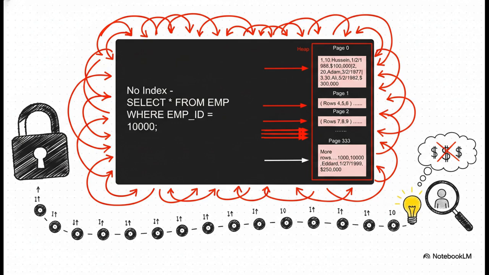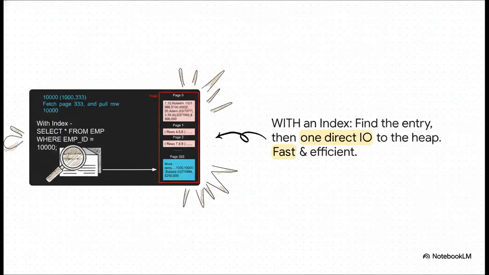It starts at page 0, performs an I/O. Is employee 10,000 here? Nope. Moves to page 1, another I/O. Page 2, another I/O. It has to read every single page, one by one, until it finally stumbles upon the employee on the very last one. That is a massive number of expensive, slow I/Os.